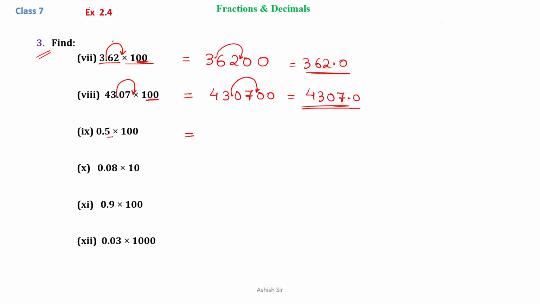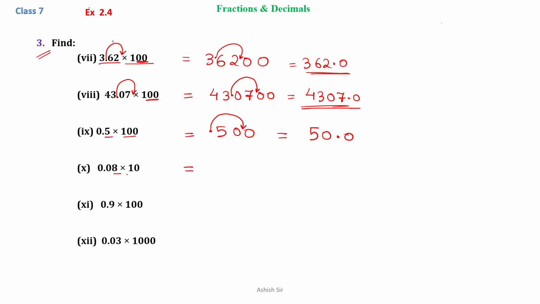Similarly, moving to the next one, 5 into 100, you will write down 500 because there are two zeros. So the point will move from here to here, two digits to the right. In multiplication, the point moves two digits to the right. So what we will have is 50.0.